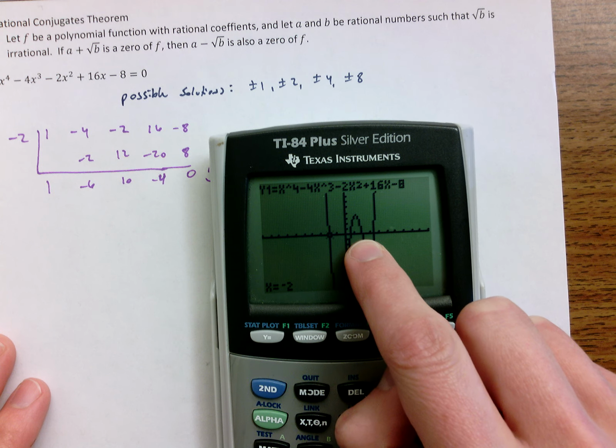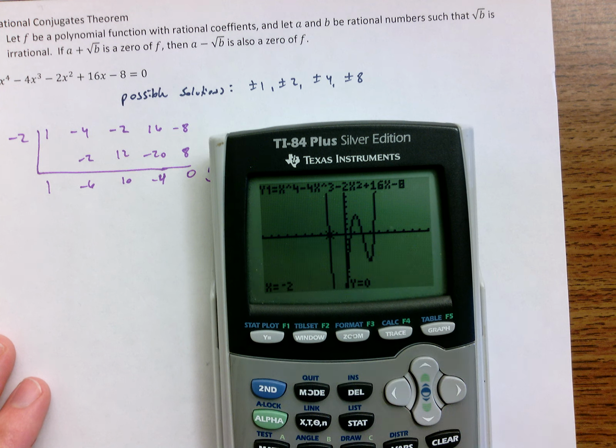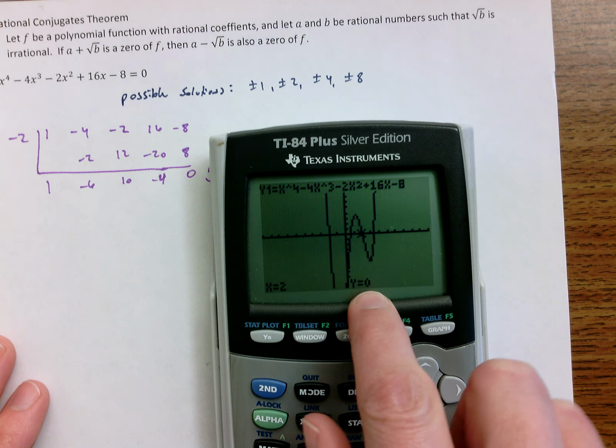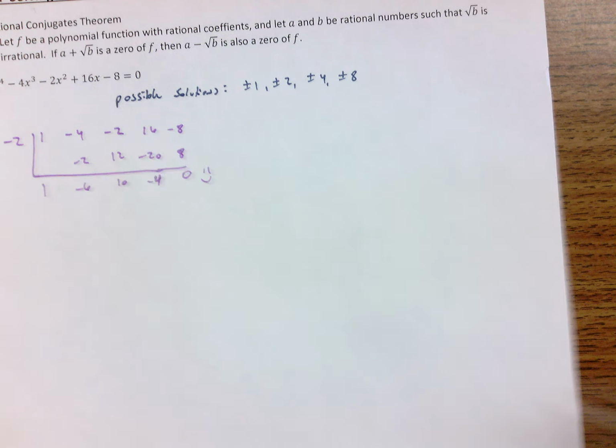So I'm going to skip that one because that can't be rational. This one here looks like it might be at 2. So let me try 2. I'm typing in 2, right? Trace, hit 2, right? Okay, 2 works too. All right, so I know 2 is another solution.